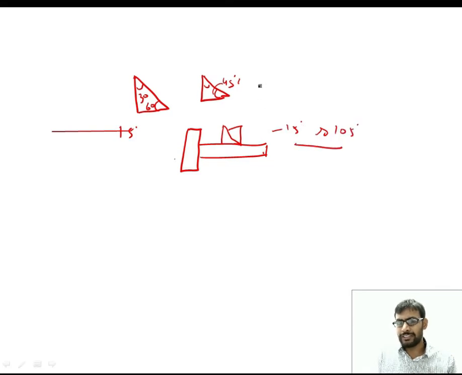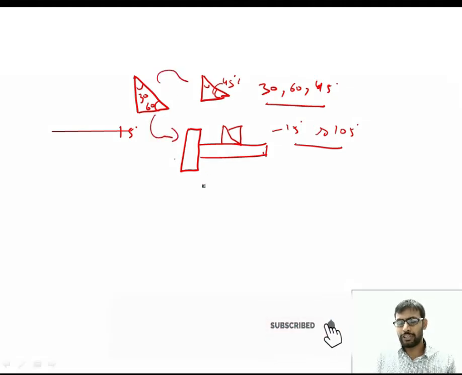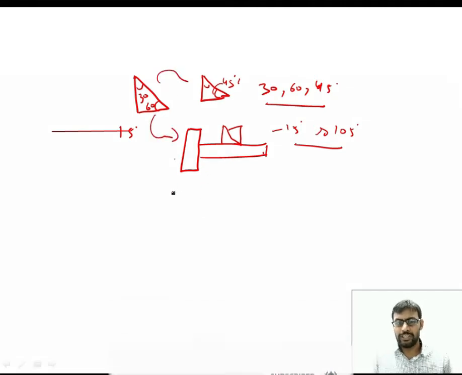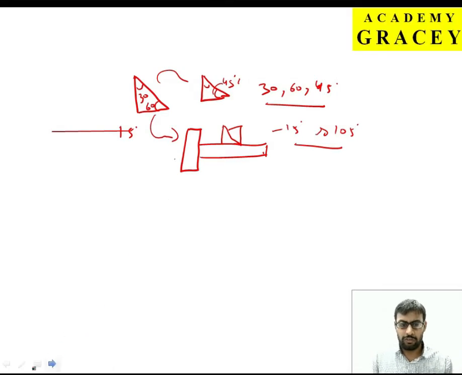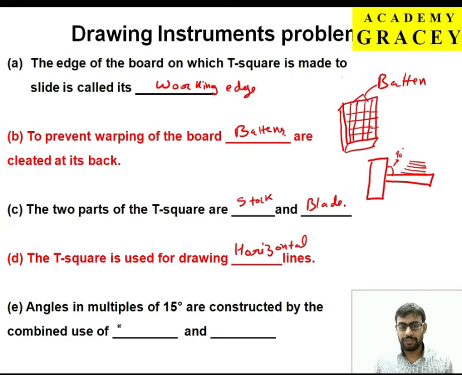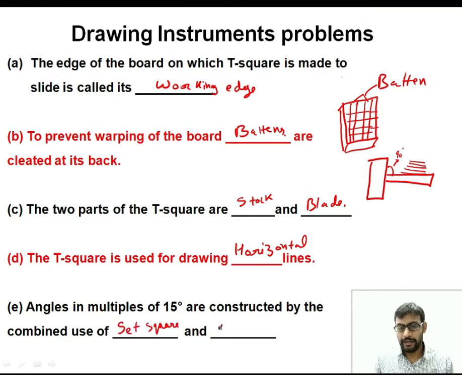Basically the standard angles of 30, 60 and 45 degrees can easily be drawn with the help of a set square, but with the combination of these two, resting on the T-square, we can easily plot a 15 degree angle. So the answer is that 15 degree angles are constructed by the combination of a set square and your T-square.